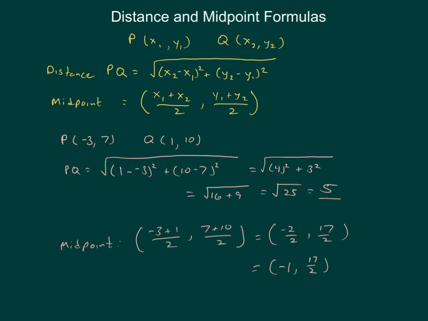The midpoint, again, is the average of the x's and the average of the y's. The average is just the sum of the two divided by 2. So it's going to be (-3 plus 1) divided by 2, and then (7 plus 10) divided by 2. And so our midpoint is the point (-1, 17/2).